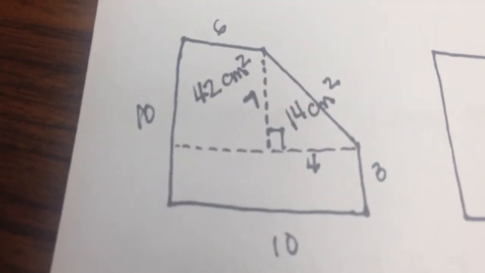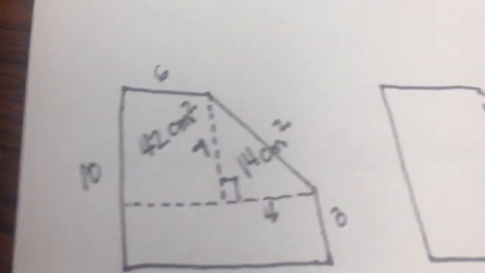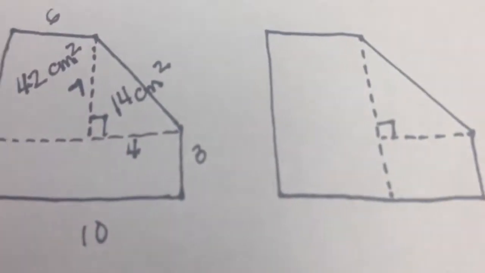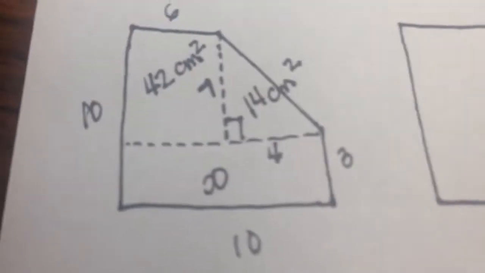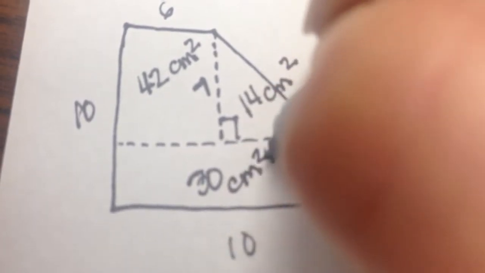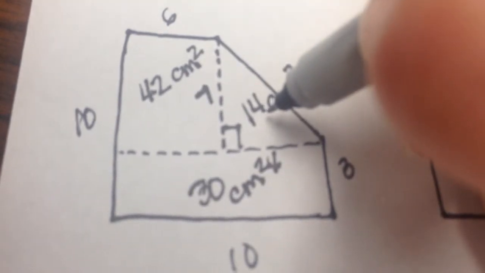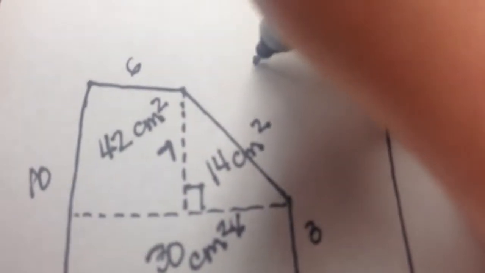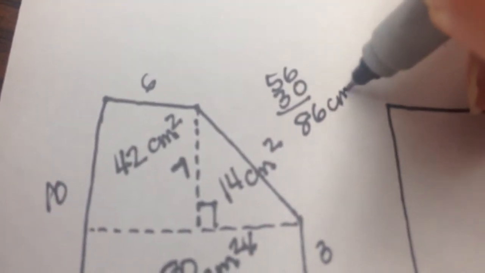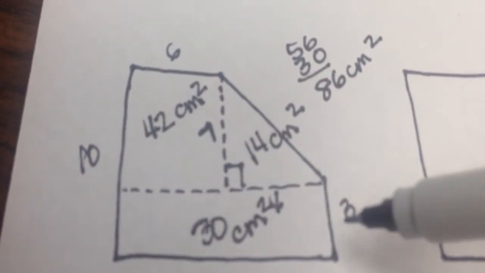And what is the last one going to be then? I have a bottom rectangle. That's going to be 10 by 3, so that's going to be 30 centimeters squared. Now what do I have to do? I have to add those all up, right? So 42 and 14 is going to be 56, and 56 plus 30 is going to be 86 centimeters squared.